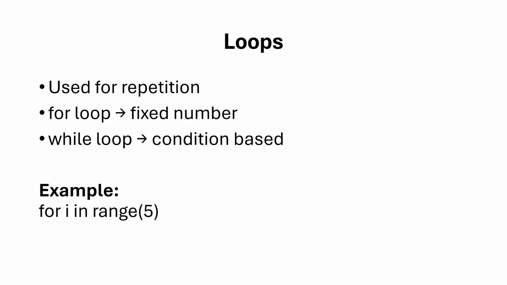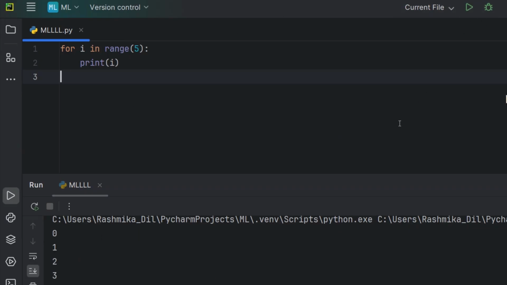Now let's talk about loops. Loops are used when we want to repeat code multiple times. Python mainly has two types of loops, for and while. We use a for loop when we know how many times to repeat. Range 5 generates numbers from 0 to 4. On each iteration, the value of i changes automatically.